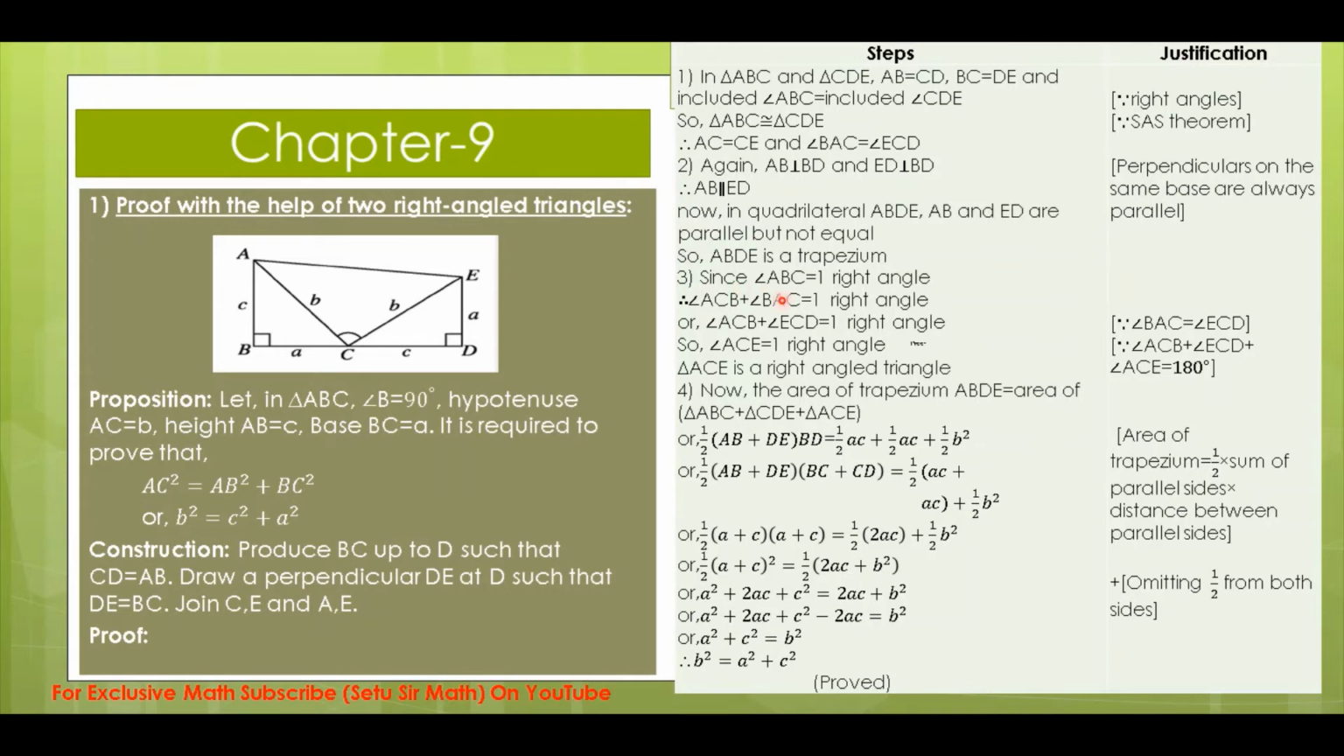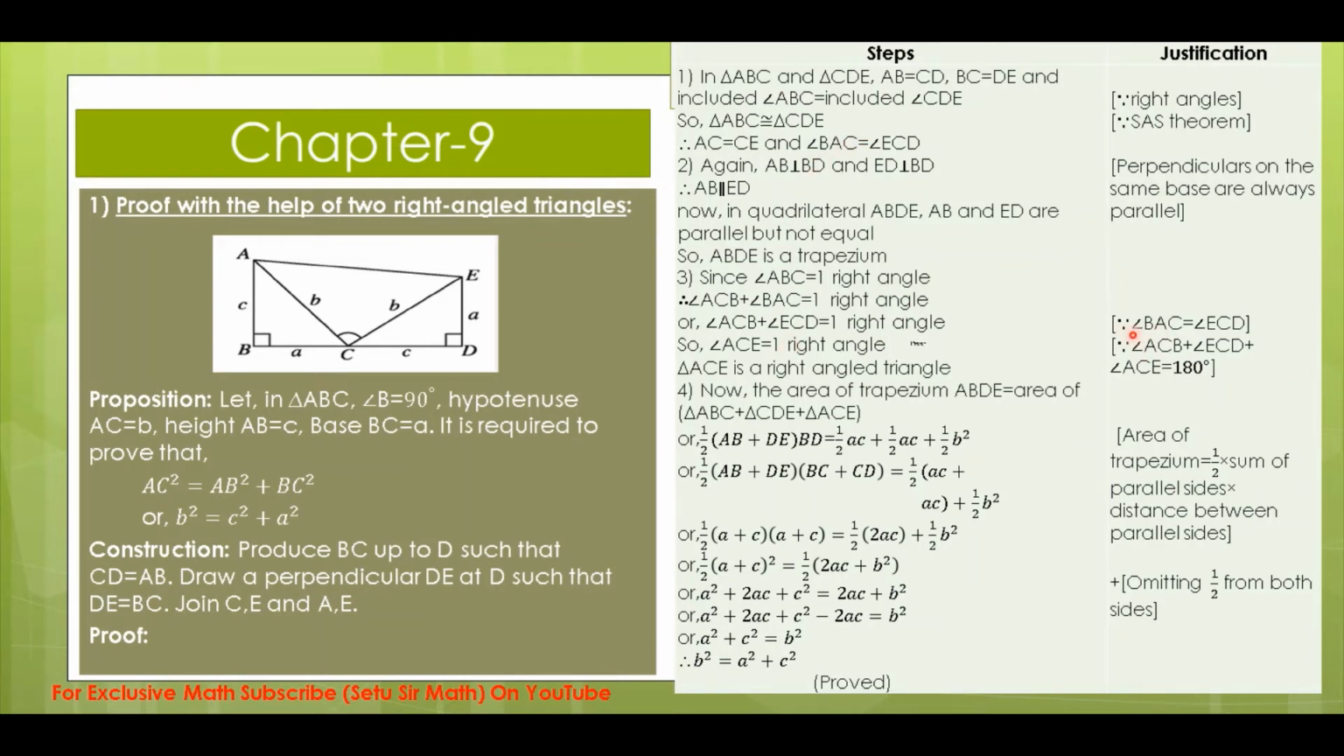Now number 3, since angle ABC equals one right angle, you can see from the figure, therefore angle ACB plus angle BAC equals one right angle. Because we know in any triangle the sum of three angles equals 180 degrees. If one angle is 90 degrees, the sum of the other two angles is obviously one right angle. Therefore angle ACB plus angle BAC equals one right angle, or angle ACB plus angle ECD because we got from this.